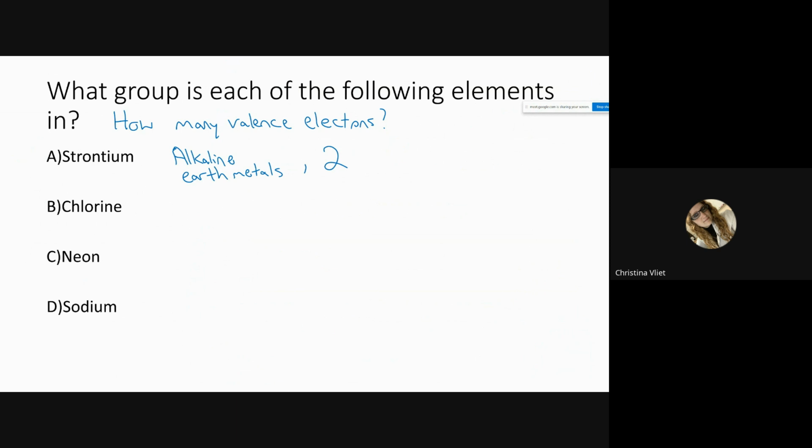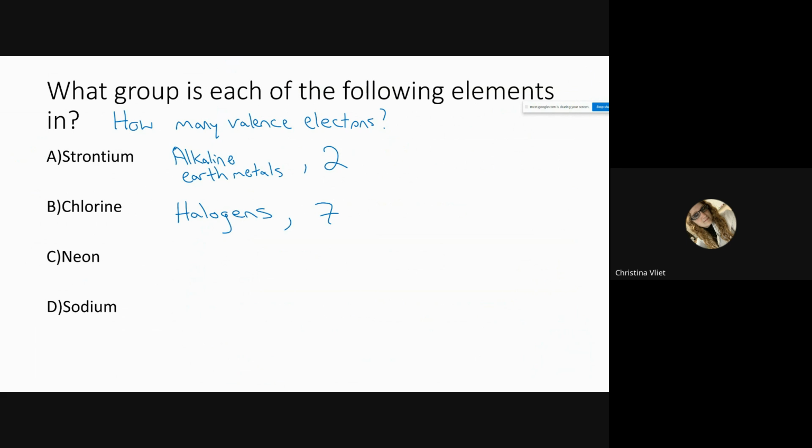Wait, Miss, whenever you say that, what group is each of the following elements? Isn't it the number? You can say the number or the name of the group. Oh. Let's go with the name just so that we're practicing with it. What group is chlorine in? They're called the halogens. And how many valence electrons does chlorine have? 7. Because it's in group 17, you just take away the 1. And that tells you that it's 7 valence electrons.